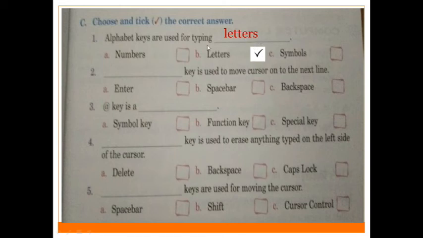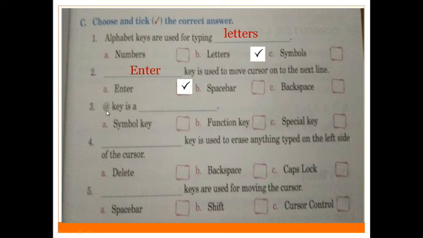And second one, dash key is used to move cursor onto the next line. If you want to move the cursor to the next line, we have to press which key? Yes, first option, enter key. Enter key is used to move the cursor to the next line.